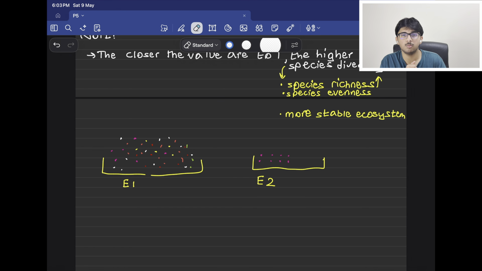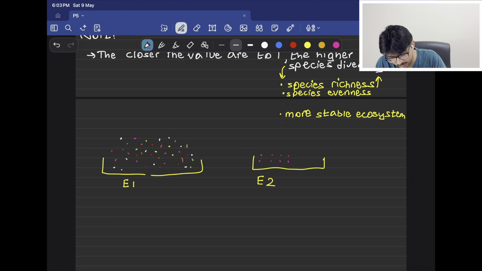Why is ecosystem 1 more stable? It's because it had a greater species diversity. It was able to handle the selection pressures much better. So, the greater the species diversity is, the more stable your ecosystem is, or in other words, it can handle the selection pressures much better. That is all that you need to understand.